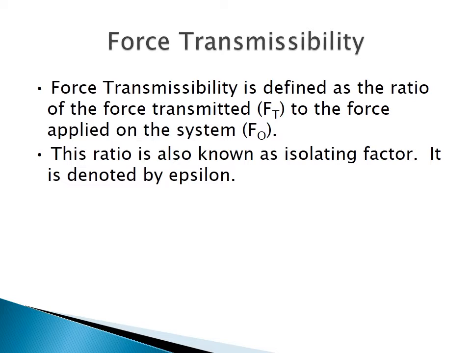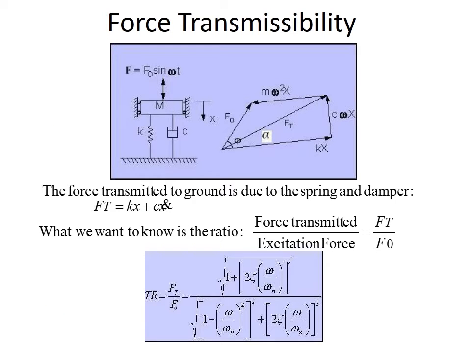Force transmissibility is defined as the ratio of force transmitted to the force applied on the system. That is, it is the ratio of Ft to F0, and this is also known as the isolating factor. So this is the system in which a spring and damper are mounted on the body of mass M, which is excited by a force F0 sin omega t.